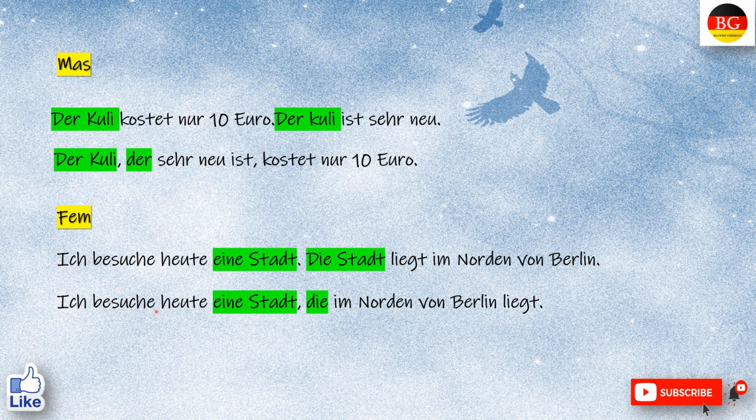Ich besuche heute eine Stadt, comma. Now what here is the common part? The Stadt, die im Norden von Berlin liegt. Again the verb goes in the end of a sentence. Richtig? Now let's understand with some more examples.